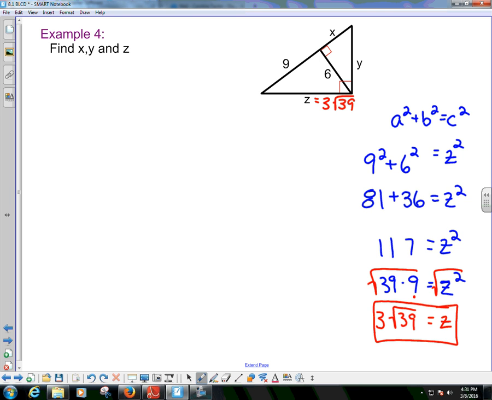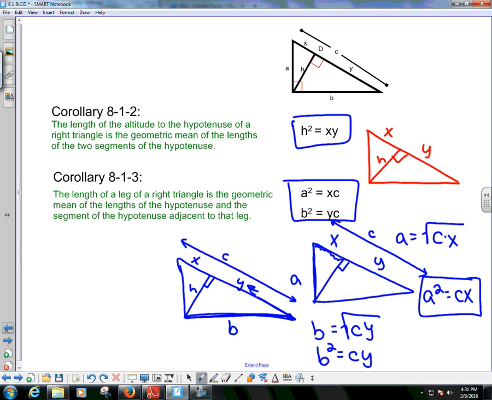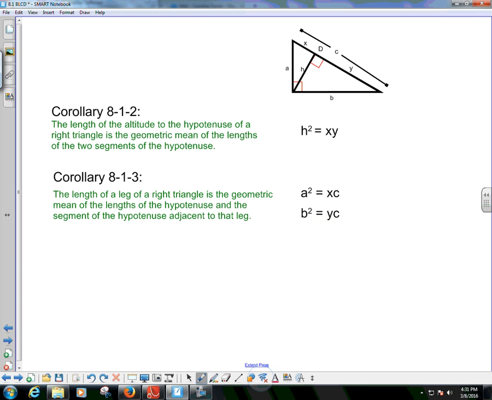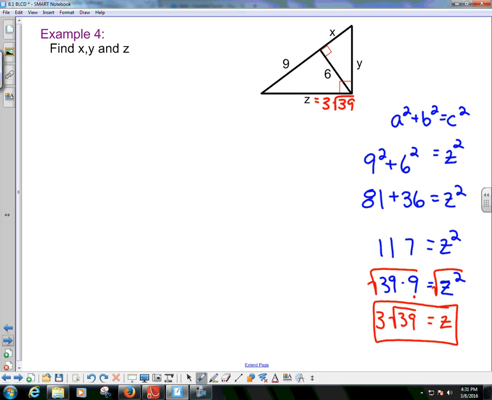All right. Now I need to figure out what x and y are. So over here, I'm going to erase all this junk. Over here we had x squared, where x was the altitude, equals xy. This is the one that we're going to use. So I'm going to say the altitude squared equals the two segments of the hypotenuse. So 9 times x. Well, the altitude is 6, so I'm going to fill that in.